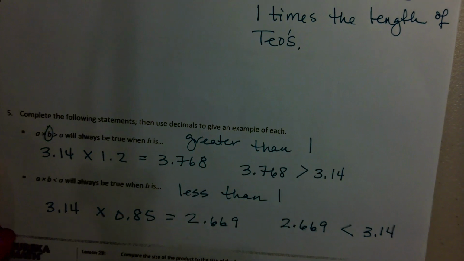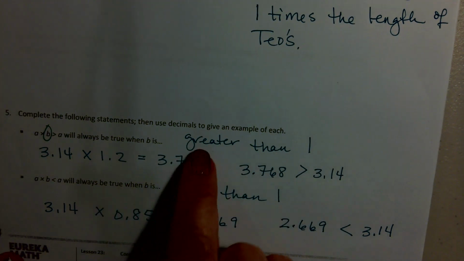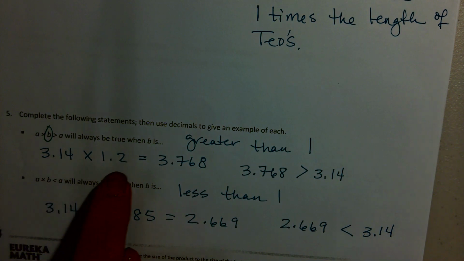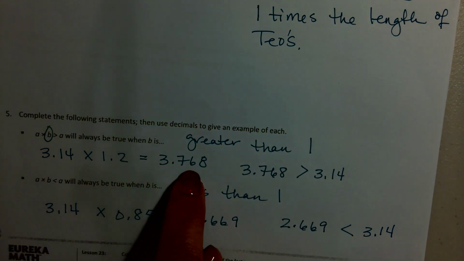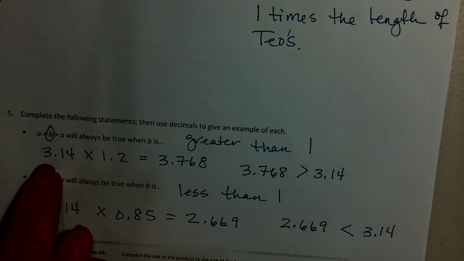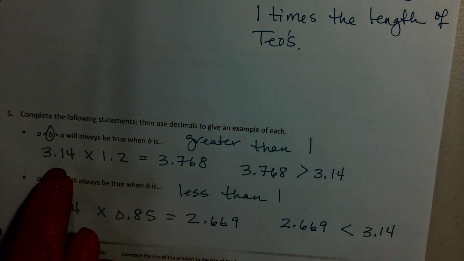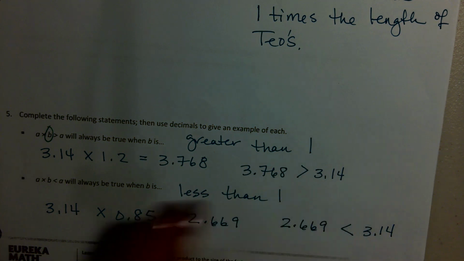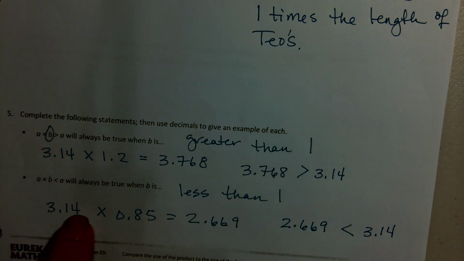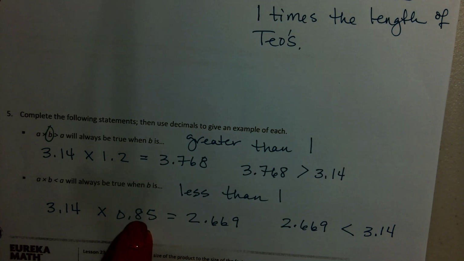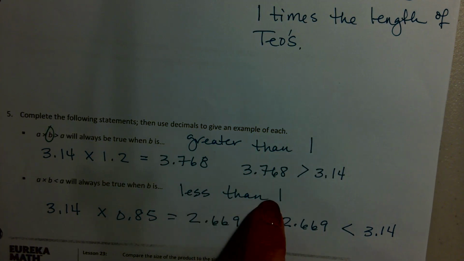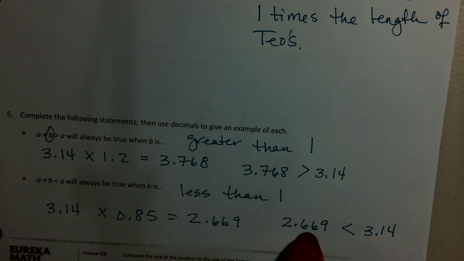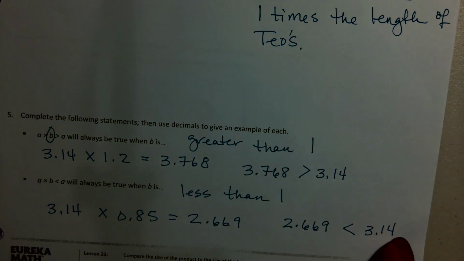Then I answered the question and I gave an example, because it says to give an example. So greater than 1: 3.14 times 1.2 is going to give you a number greater than what you originally started with, that original factor. So 3.768 is greater than 3.14. Using the same number, 3.14 times a number that's less than 1 gives you a number less than 3.14. You end up with 2.669. 2.669 is less than 3.14.